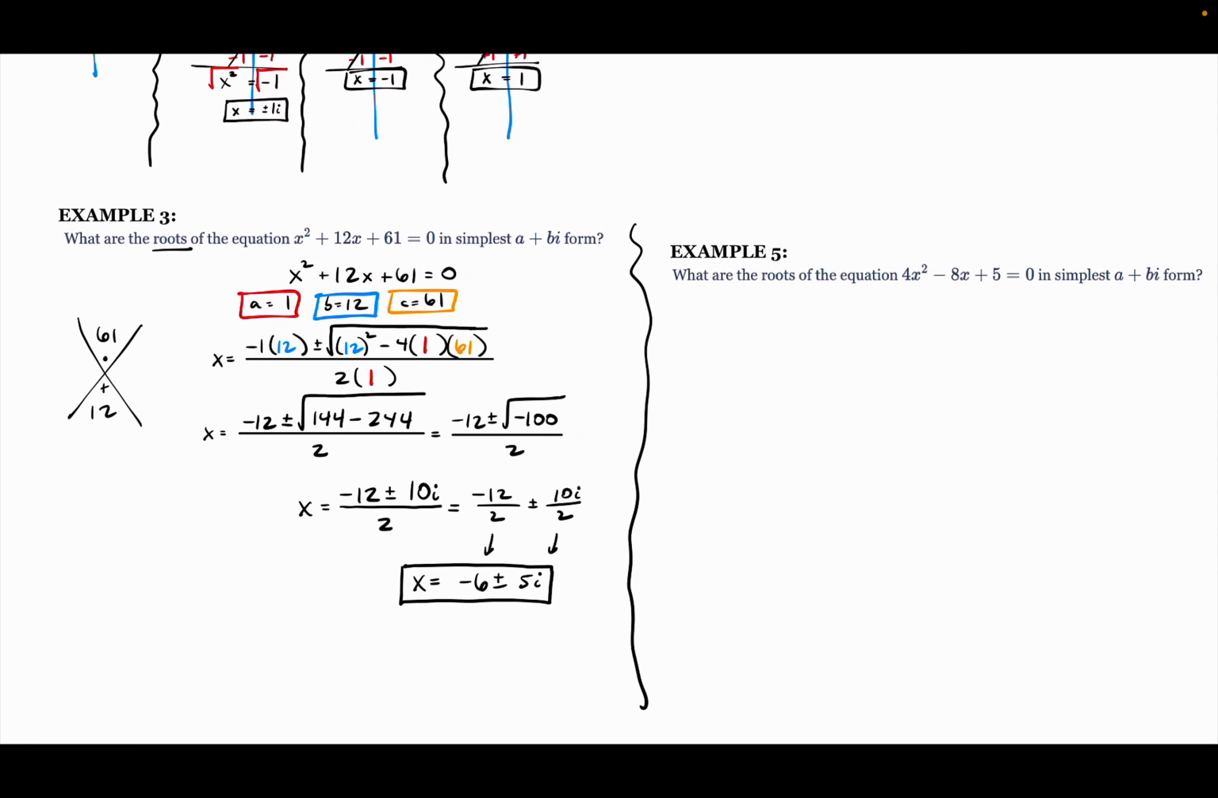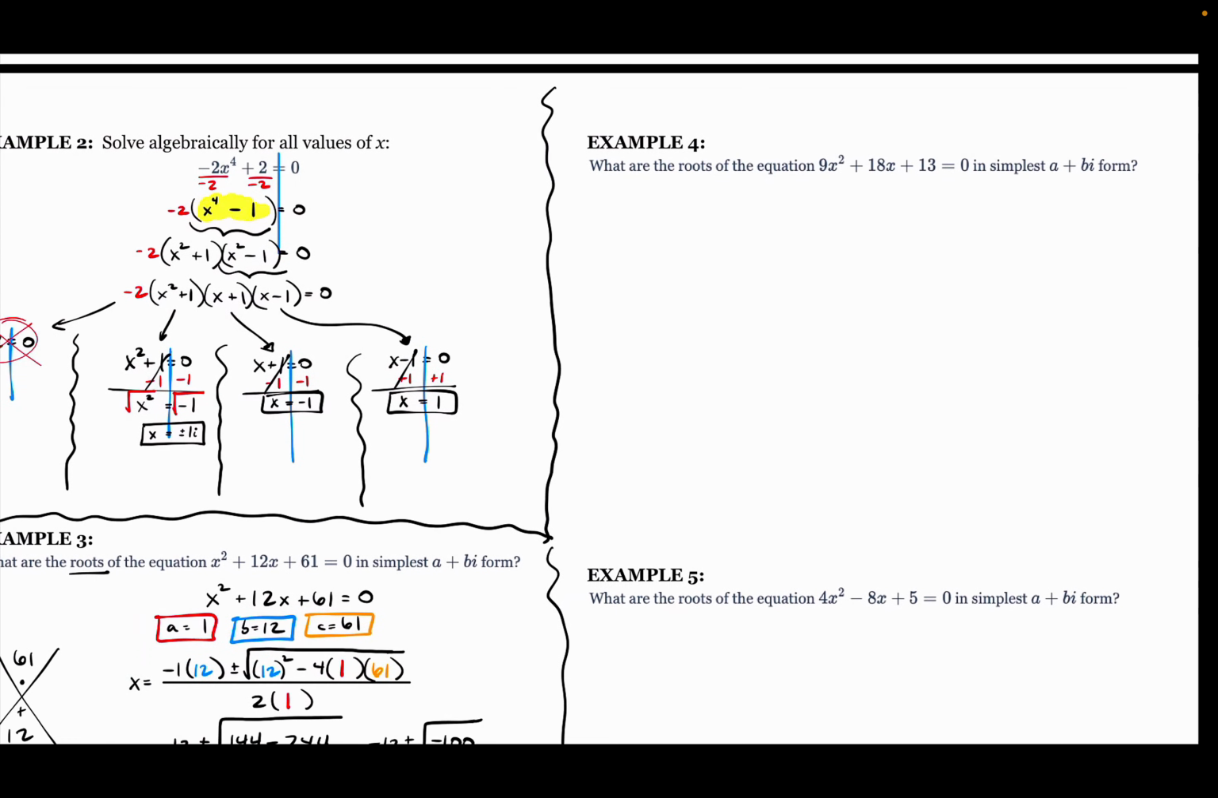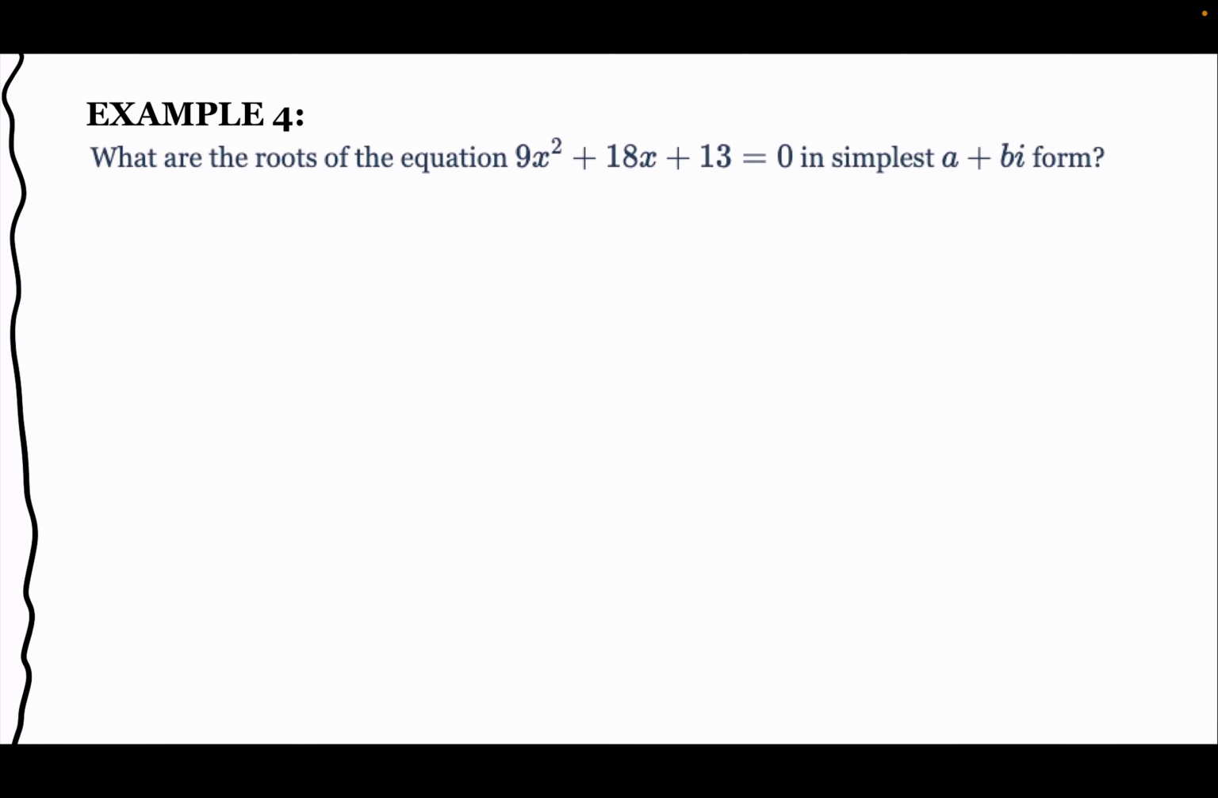So we're going to do number 4 together, and then you're going to do number 5 on your own, and then we'll be done today. All right, so number 4. Find the roots for 9x squared plus 18x plus 13 equals 0.